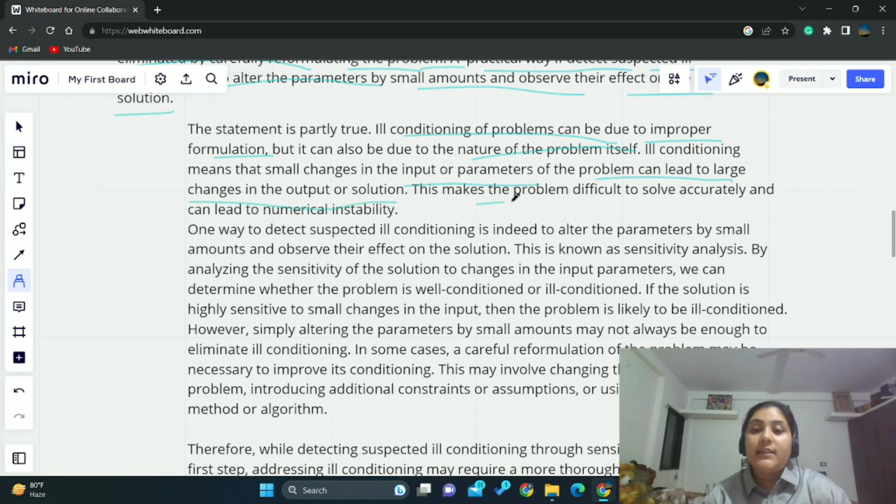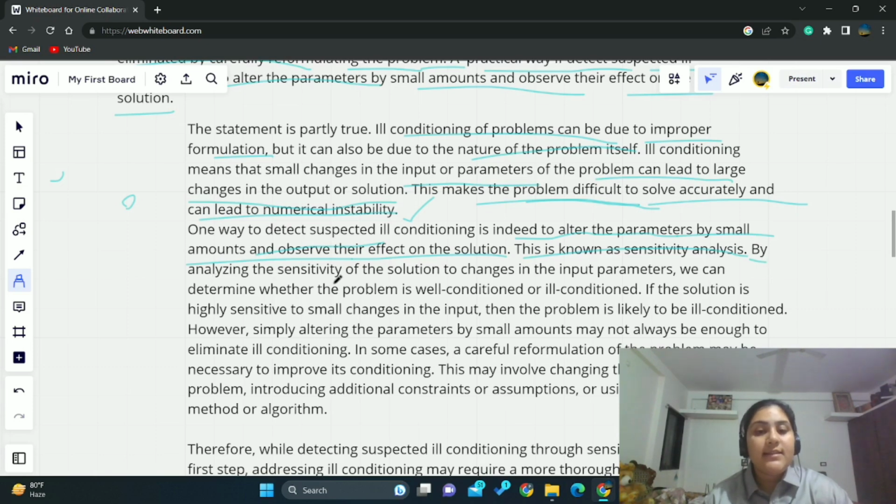output or solution. This makes the problem difficult to solve accurately and can lead to numerical instability. The ill condition problem is difficult because it cannot be solved accurately due to the rounding of digits, and this can lead to numerical instability. One way to suspect the ill condition is indeed to alter the parameters by a small amount and observe their effect on the solution. This is known as sensitivity analysis.